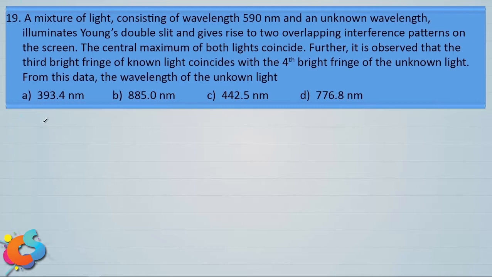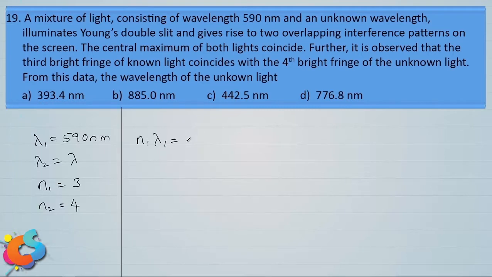776.8 nanometer. Right, this is again a problem on coincidence of the fringes. Here lambda 1 is given to be 590 nanometer. Lambda 2 is unknown, which I'll write as just lambda. N1 is 3 and N2 is 4. That is, third bright fringe due to 590 nanometer coincides with fourth bright fringe due to unknown light. And for bright coinciding with bright, we have an expression which can be used as a shortcut as N1 lambda 1 is equal to N2 lambda 2.